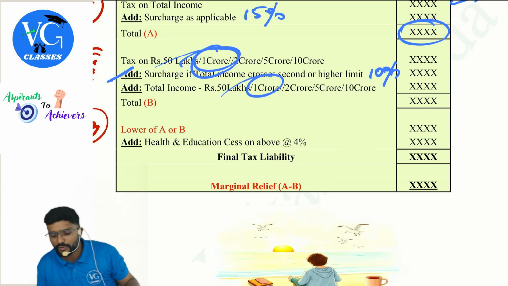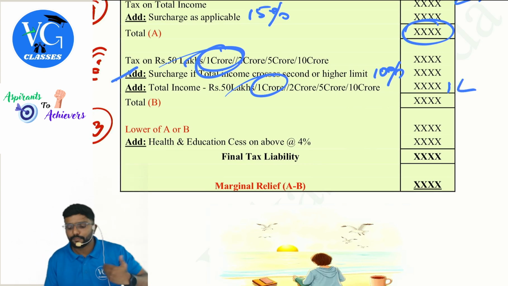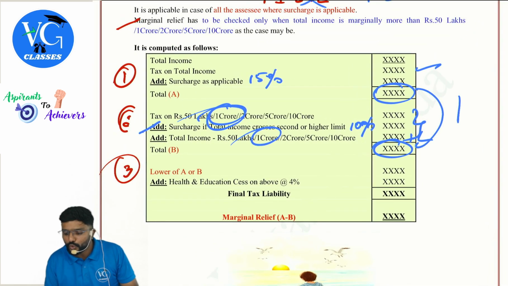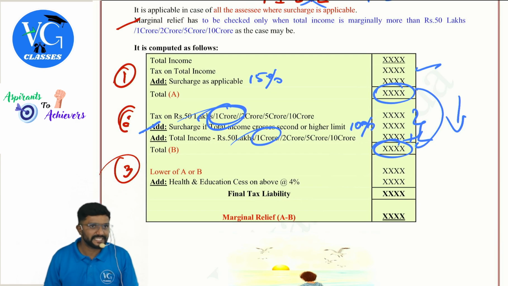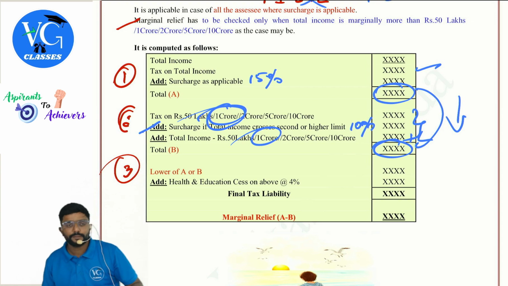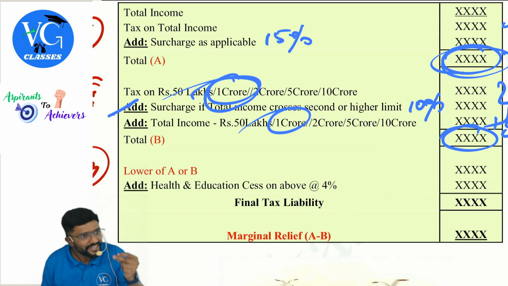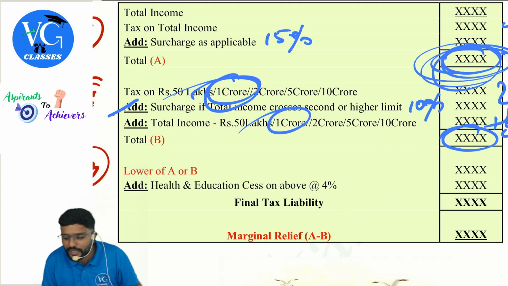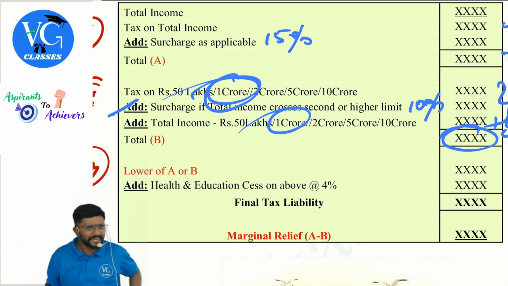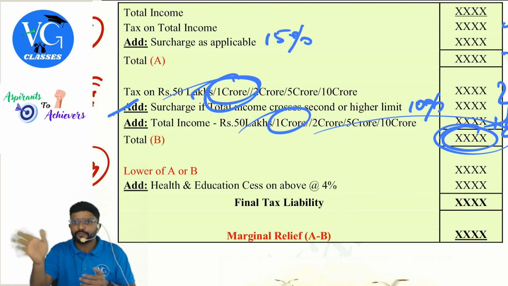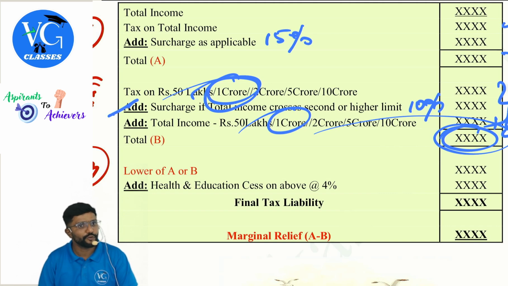Now, total income minus the limit I have crossed: 1 crore 1 lakh minus 1 crore. Clear? Add up all. You will get this. Next, compare this to whichever is lower, which I have to pay plus 4%. If A is more than B, for the difference, I can claim relief. Why, sir? Simple. If there is no concept of relief, how much should I pay to the government? This figure plus 4%. But did I pay that? No, because B was lower. How much did I pay? B plus 4%.